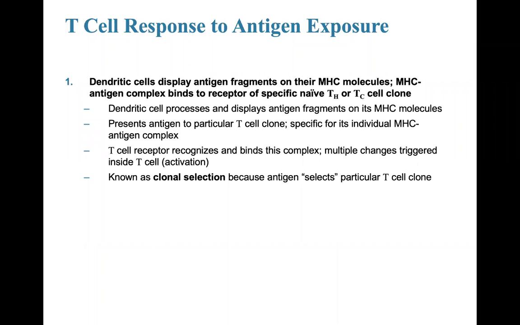So the first step is that the dendritic cell displays the antigen fragment on its MHC molecule. The MHC antigen complex binds to the receptor of the specific naive helper T cell or cytotoxic T cell clone. The dendritic cell processes and displays antigen fragments on its MHC molecules. They then present this antigen to a particular T cell clone, specific for its individual MHC antigen complex. The T cell receptor recognizes and binds this complex. Multiple changes are triggered inside the T cell. This is known as clonal selection because it selects for a particular T cell clone.